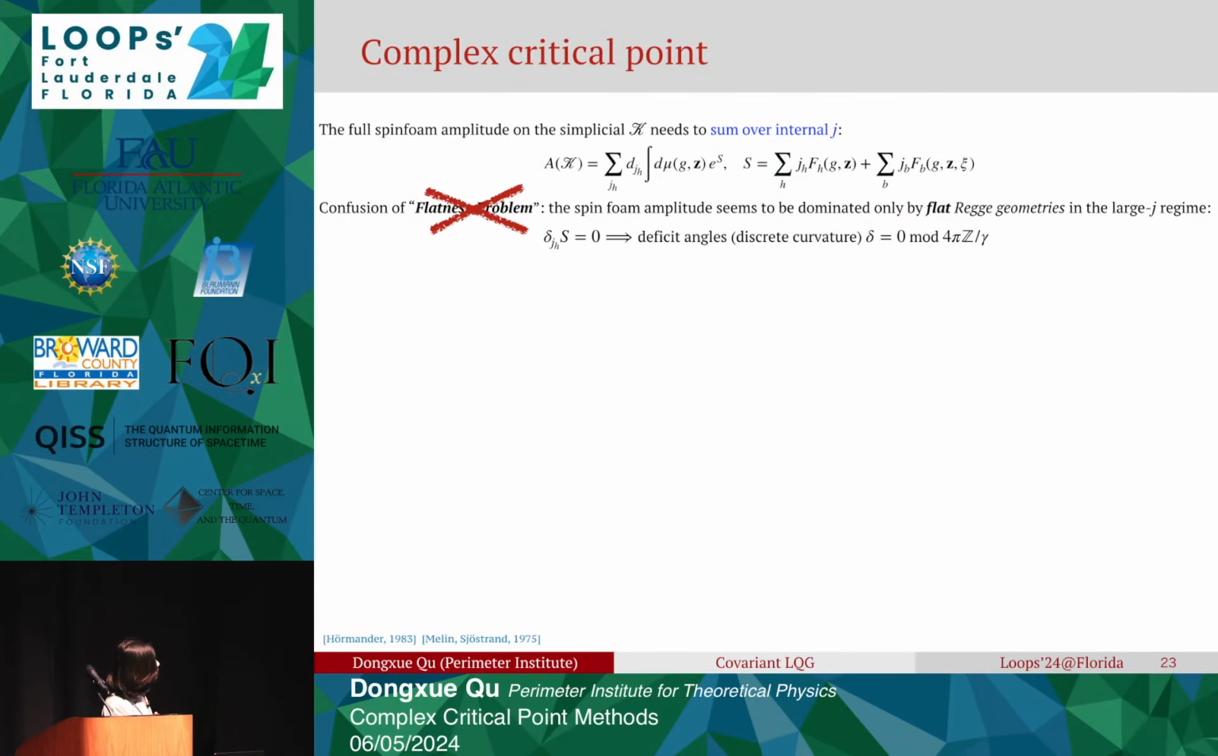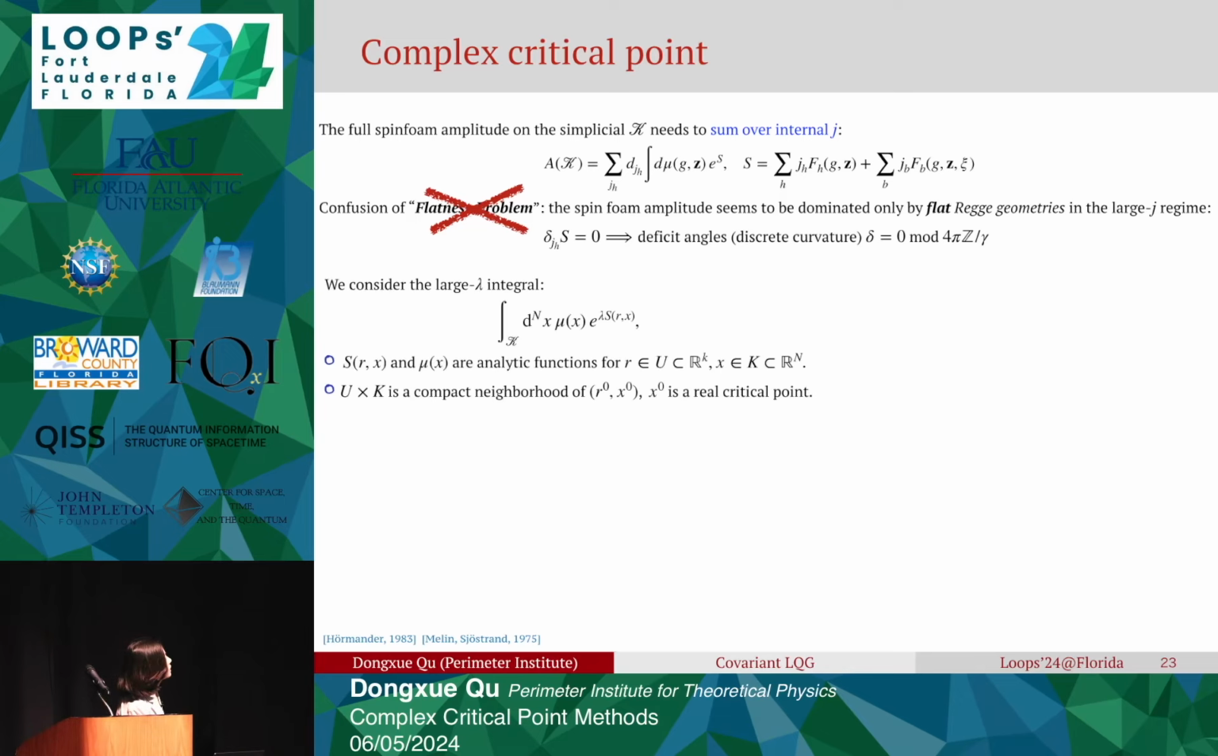To resolve this flatness problem, we introduce the method of complex critical points. Let us consider the large lambda integral. Here is the integral, and this action is an analytic function. R is the external data, and x are real variables. U cross K is the compact neighborhood of R0 and X0. Here, X0 is the real critical point.